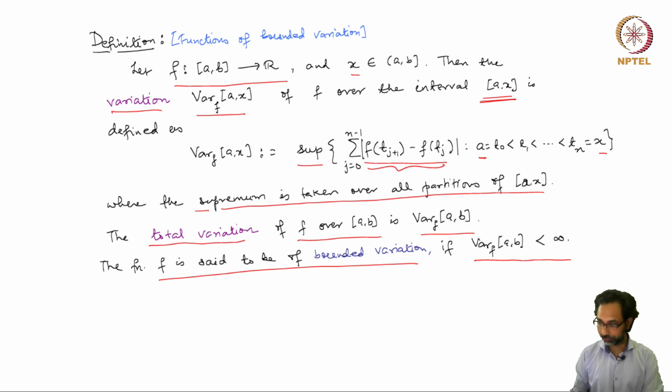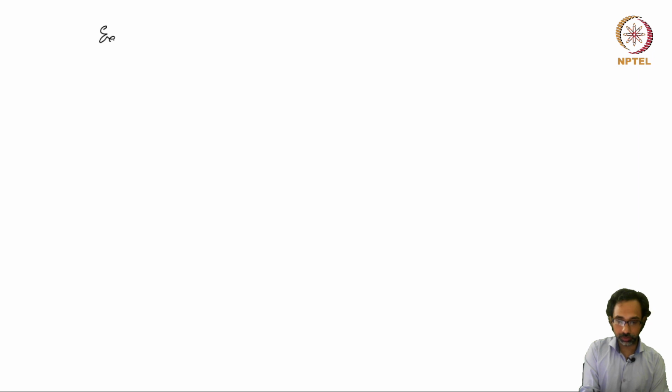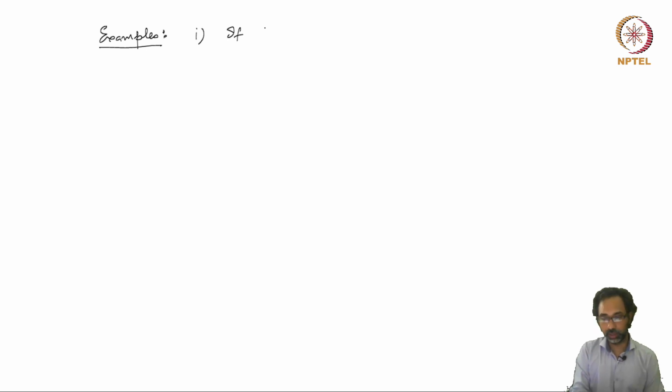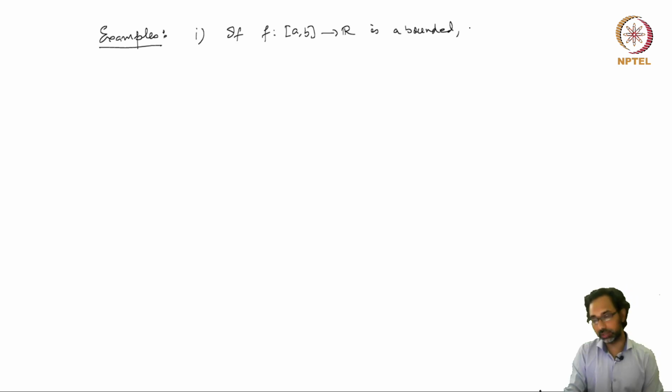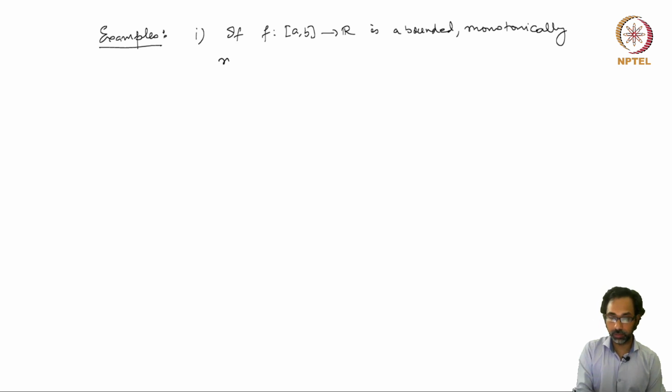So now let's look at a couple of examples of functions of bounded variation. The first one is, if f from a b to R is a bounded function, and we also assume that it is monotonically non-decreasing, then f is of bounded variation.